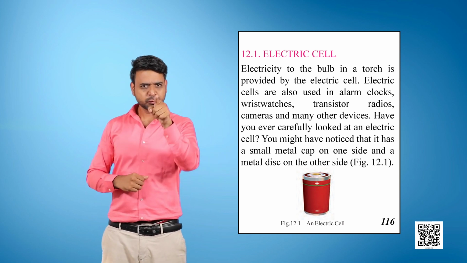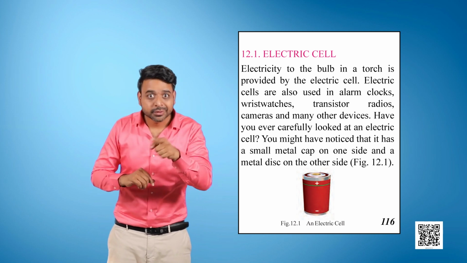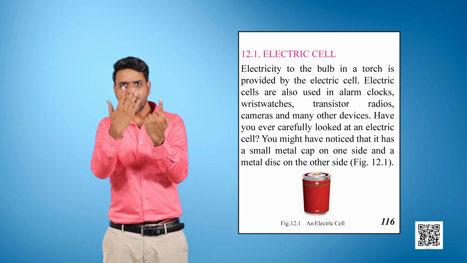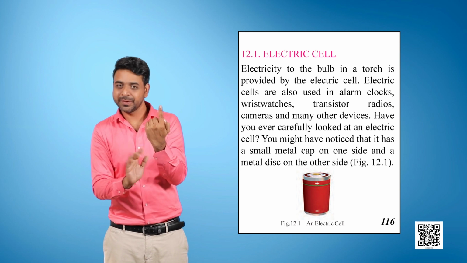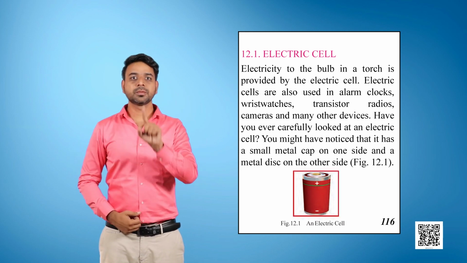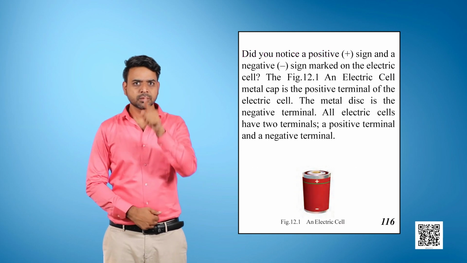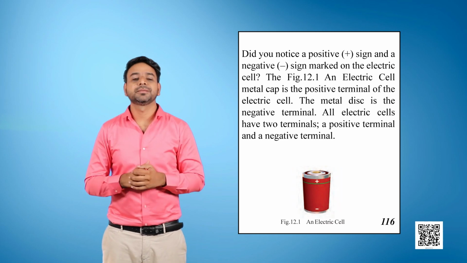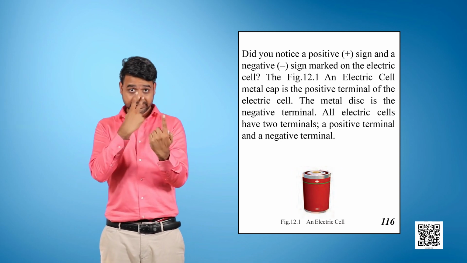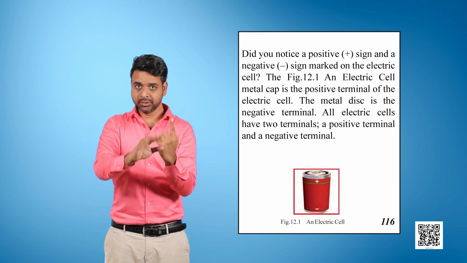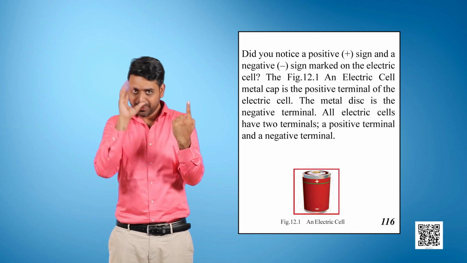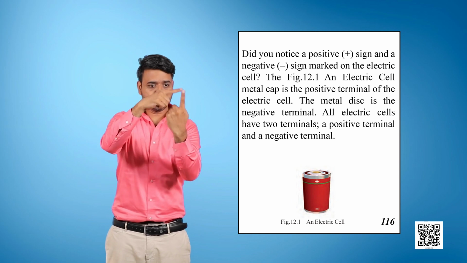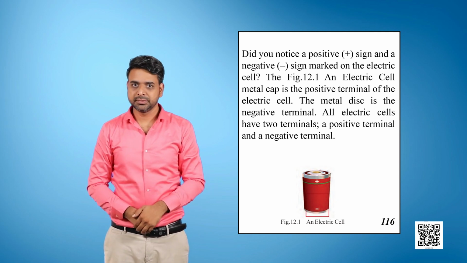Have you ever carefully looked at an electric cell? You might have noticed that it has a small metal cap on one side and a metal disc on the other side. Figure 12.1. Did you notice a positive sign and a negative sign marked on the electric cell? The metal cap is the positive terminal of the electric cell. The metal disc is the negative terminal. All electric cells have two terminals, a positive terminal, that is plus, and a negative terminal, that is minus.